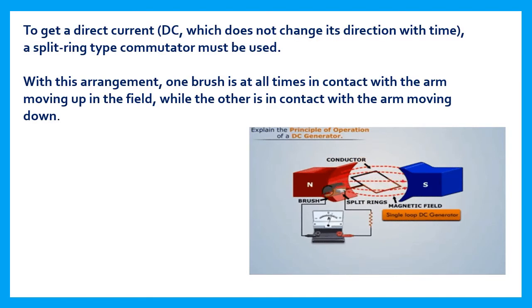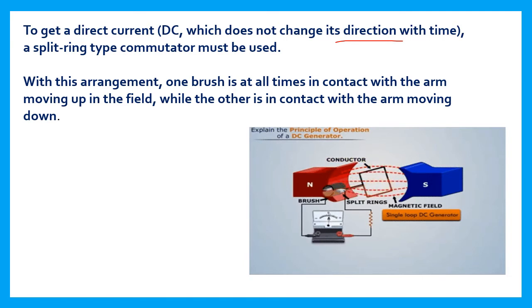Now what to do to get DC current? To get a DC current, a DC generator is used. What is DC current? DC current is the current that does not change its direction with time. That is known as DC current. And for that, a split ring type commutator must be used.